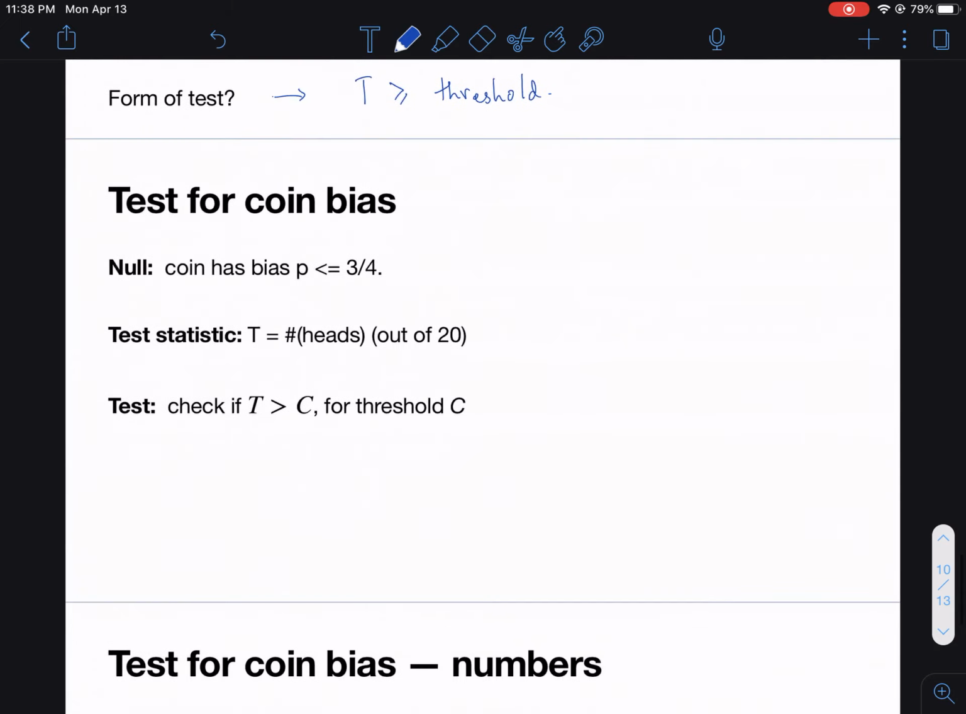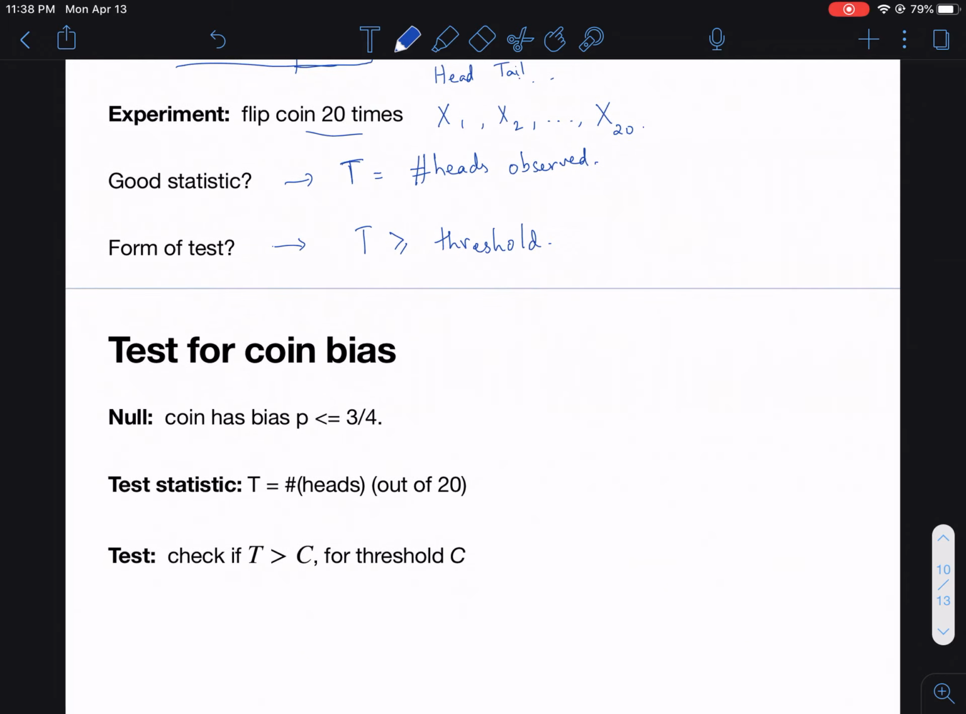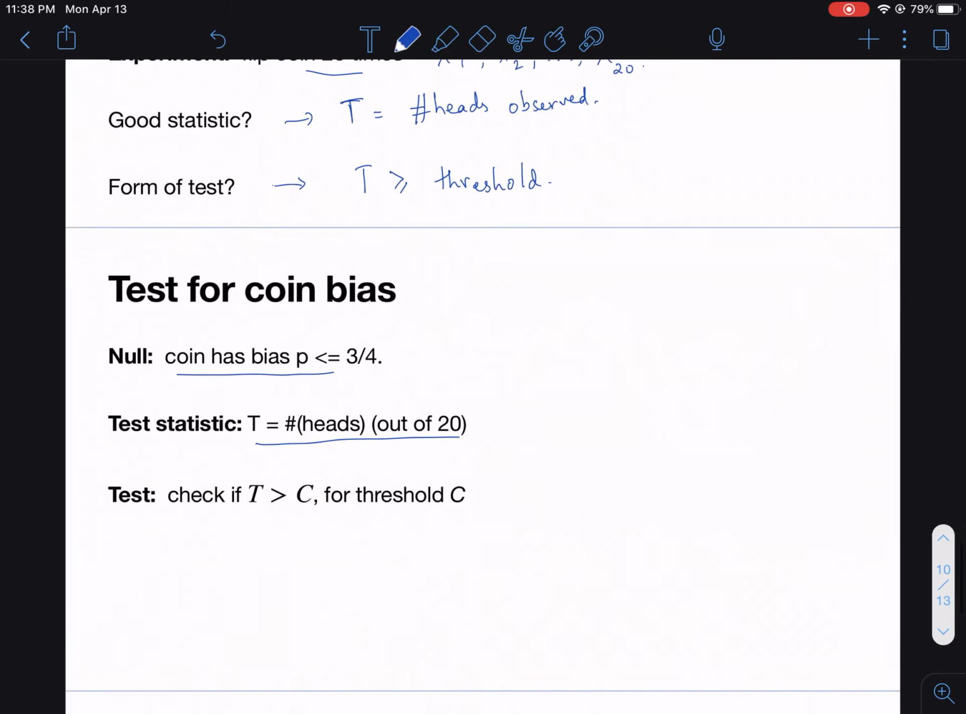Okay, so that's what we will write over here. The null hypothesis will be exactly what we said, the coin has bias equal to 3/4. The test statistic here is this, and the test is to check if t is more than c for an appropriately chosen threshold c. Now the question is, how do you pick c? More importantly, how does the choice of c affect your calculations? Let's see that in a little bit.